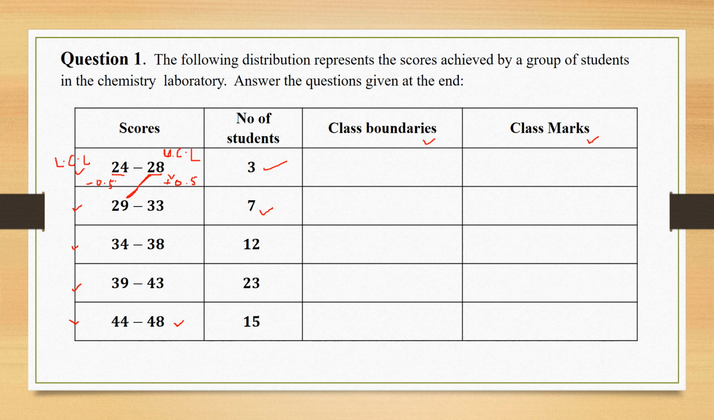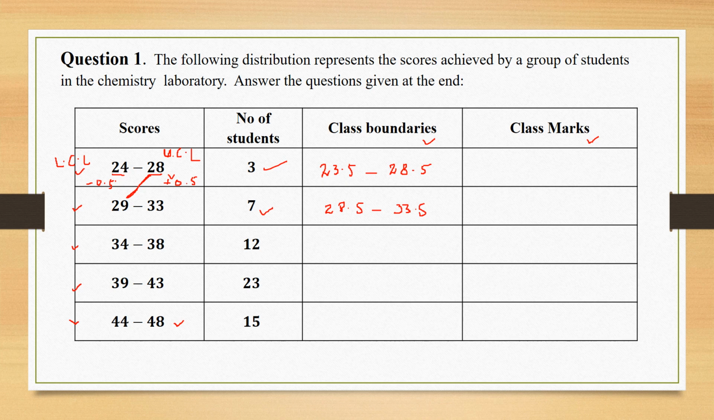You got it, my dear student? So this is 24 minus 0.5, so the answer will become 23.5 to 28.5. Look at the second group, which is 29. If we minus 0.5, the answer will become 28.5 to 33.5. And similarly find out the remaining groups.